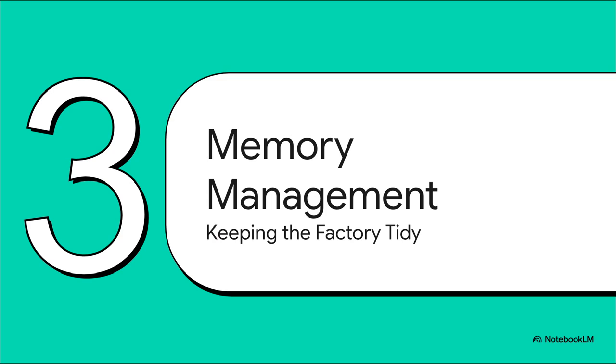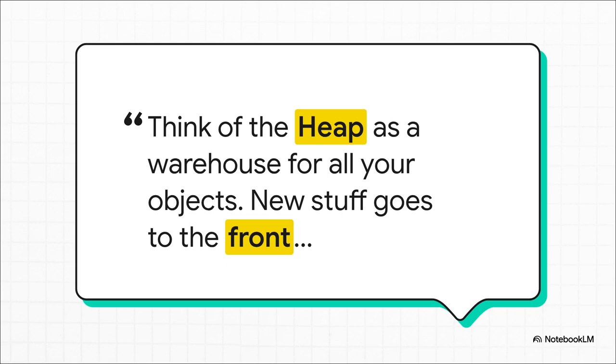Now, a high-performance factory has to be kept clean, right? Otherwise, things grind to a halt. In the Java world, that means managing memory. And this is another area where the JVM is a total rock star, thanks to its automatic garbage collector. The best way to picture Java's memory is to think of it like a giant warehouse. All the things, or objects, your program creates are stored in this space, which we call the heap.